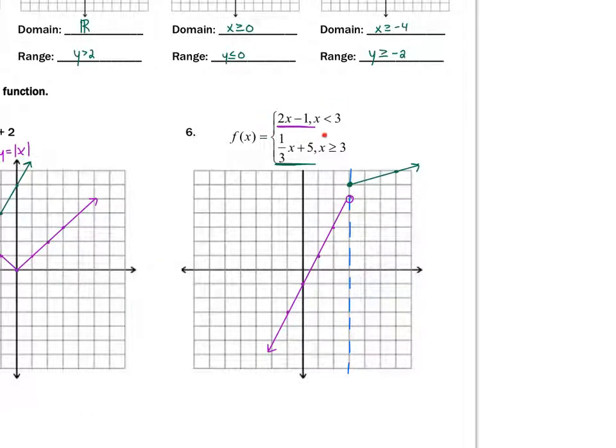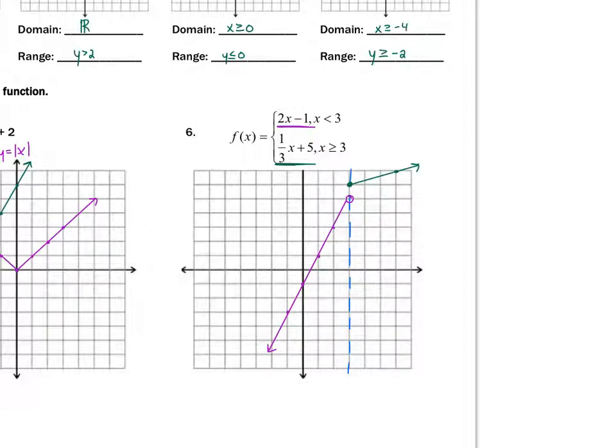Since this piece, the inequality there, does not have the equal to part, that gives us an open dot on our break line with that one. We connect our dots, and that's that piece of the function.